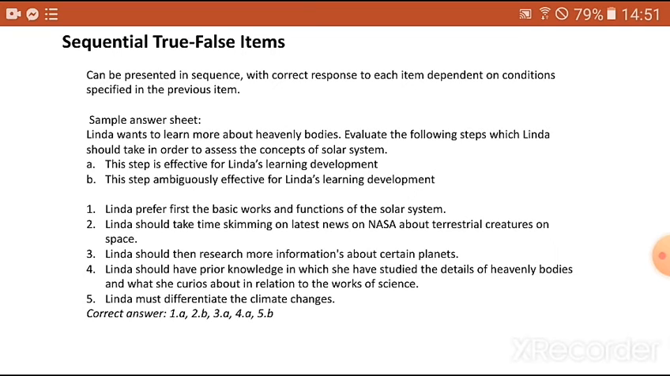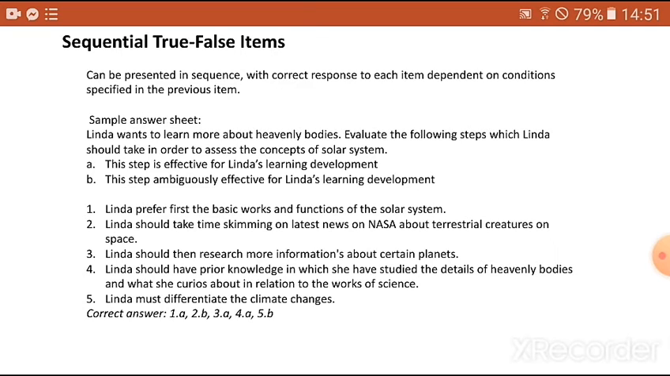So, sentence number 1 says here that Linda must prefer first the basic works and functions of the solar system. So, do you think this is a good idea for Linda's step 1 in her learning process about the solar system or the heavenly bodies? So, absolutely, it is effective. So, number 1 is letter A.